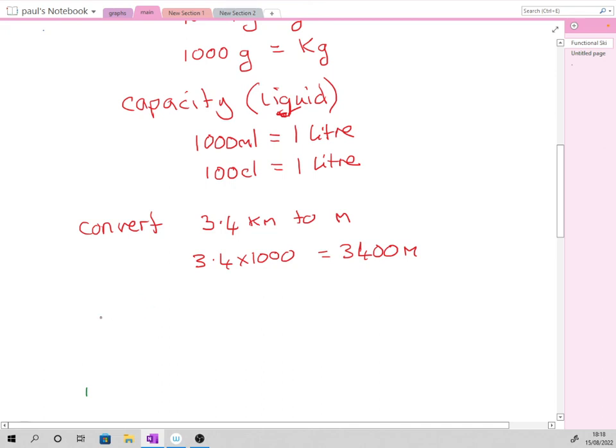Divide. Okay, so now convert 8,000 grams to kilograms. Now we're going from a big number down to a little number. So we're going to have to divide 8,000 this time by 1,000, because there are 1,000 grams in a kilogram. So if we've got 8,000 of them, divide by 1,000, then we know that equals 8 kilograms.